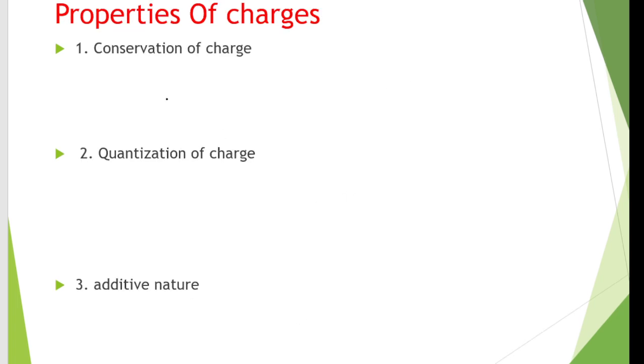Then we have some properties of charge. The first property is conservation of charge. Now, what is conservation of charge? It means charge can neither be created nor be destroyed, but it can be transferred from one body to another.